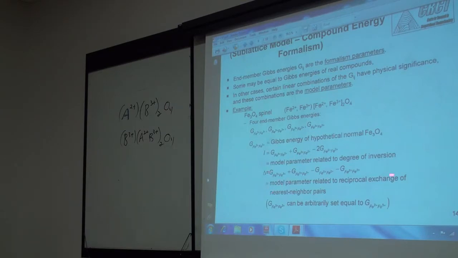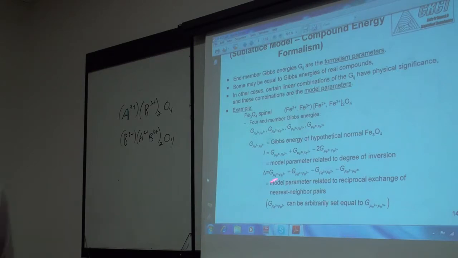There's a model parameter related to the reciprocal exchange of nearest neighbor pairs. Some of these, as I showed you yesterday, can be arbitrarily set to 0, and these are the only parameters that really influence the distribution and the energy. Generally there are fewer model parameters than there are formalism parameters, which means that some of the formalism parameters are basically arbitrary and the others can be set.